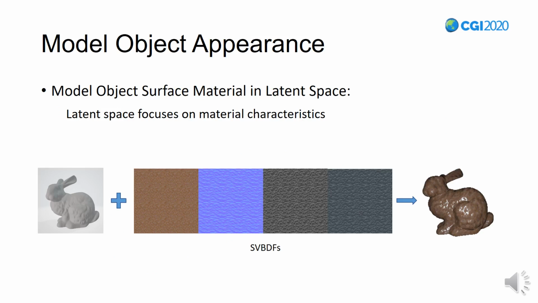Then let's talk about how to model object appearance. As the figure shows, a smooth body plus brown planar material samples equals a brown body. The body surface can be viewed as warped planar material samples. Since we decided to model surface material in the latent space, I hope the latent space focuses on the material itself.